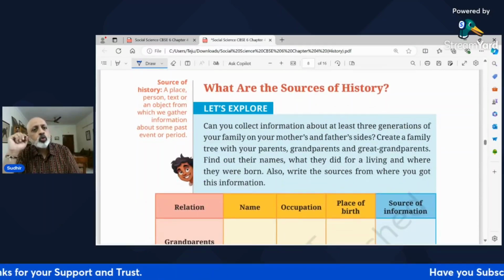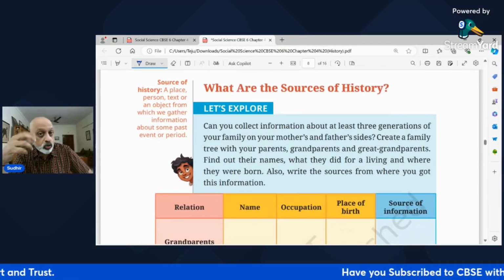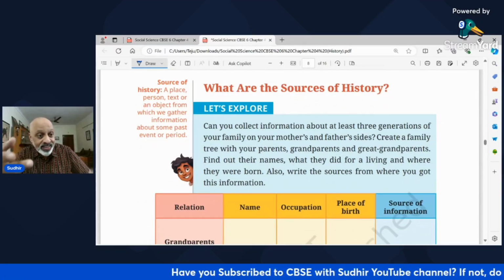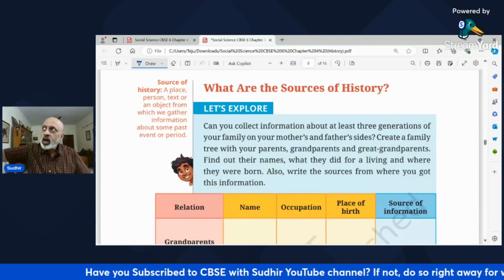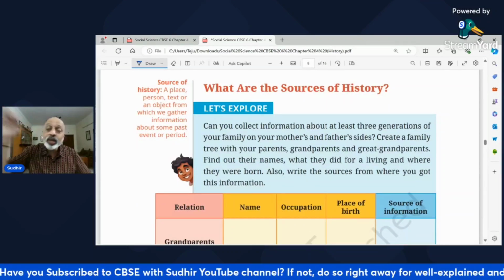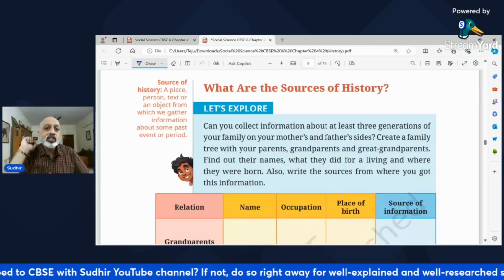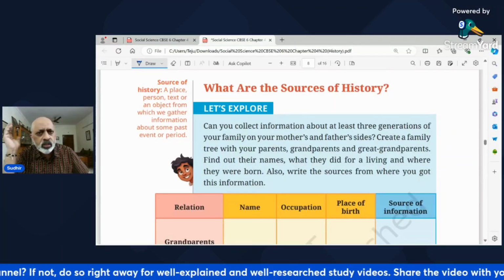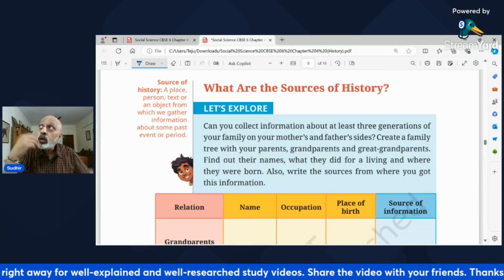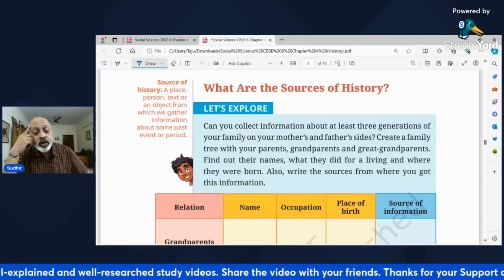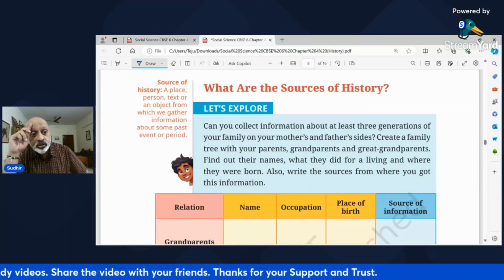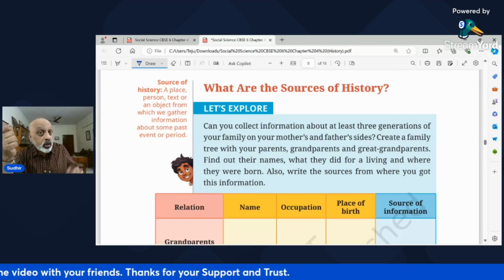Now, what are the sources of history? Now, what does source of history mean? A place, a person, a text, or an object. For instance, if you go into a cave and you find some drawings made there by people hundreds of thousands of years ago. So you need to think, oh, this was made during that time, right? So it gives you an idea that, oh, people could draw even at that stage, right? So it gives you some information about some event.